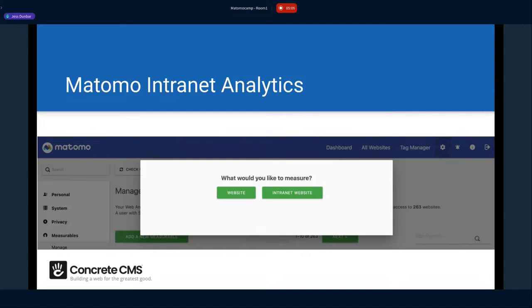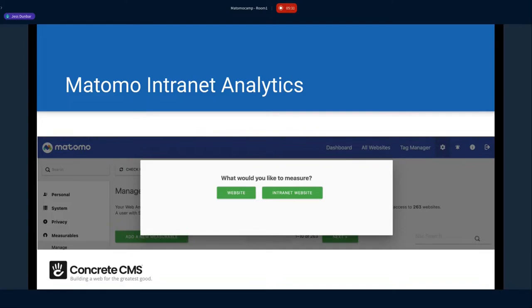Our journey begins with recognizing the essential role of Matomo intranet analytics. Matomo gives us really great insights on how users interact with intranets, and this empowers us to make well-informed decisions on how to improve. Its adaptability, versatility, and commitment to user privacy make it a potent tool and really important for the work that I do.